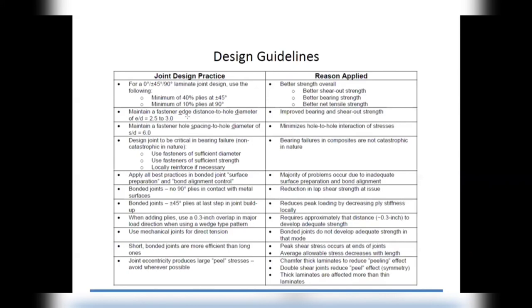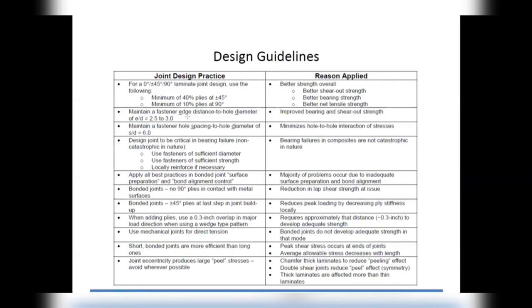Design joints to be bearing critical because they tend to be non-catastrophic. So use fasteners of sufficient diameter, sufficient strength, and locally reinforced as necessary to try to induce a bearing failure and not have a catastrophic failure. Apply all best practices in bonded joints when it comes to surface preparation. Please look at the YouTube video on bonded joints to learn more about this, but there are techniques to control the bond thickness, for example.